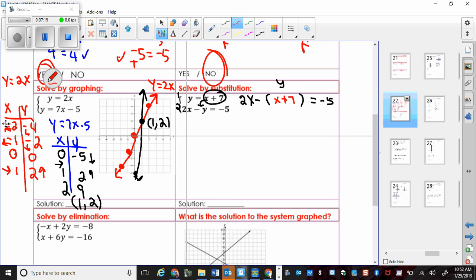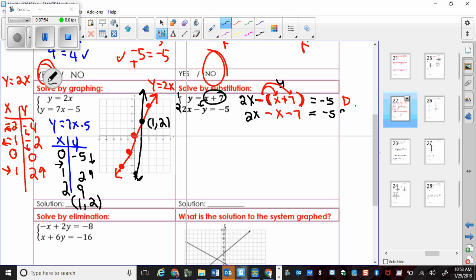Now, what happens first? We distribute. Okay, we make sure we don't have to distribute, and we do. So this negative changes the sign of everything inside of this parentheses that I'm outlining. If x is positive, the negative causes it to become -x. If 7 is positive, the negative causes 7 to become -7. Now everything else just comes down when we're solving for this variable.